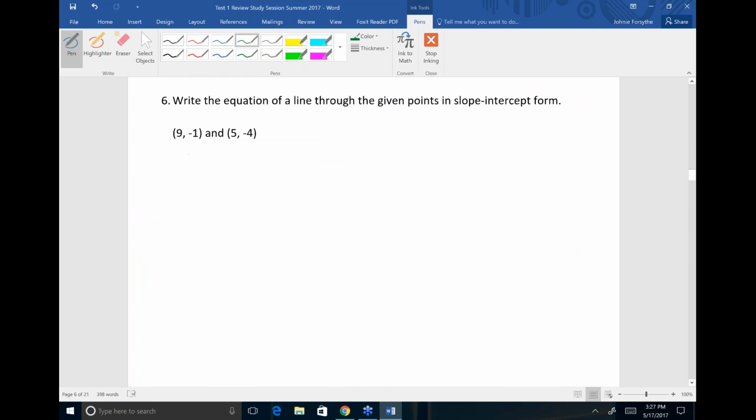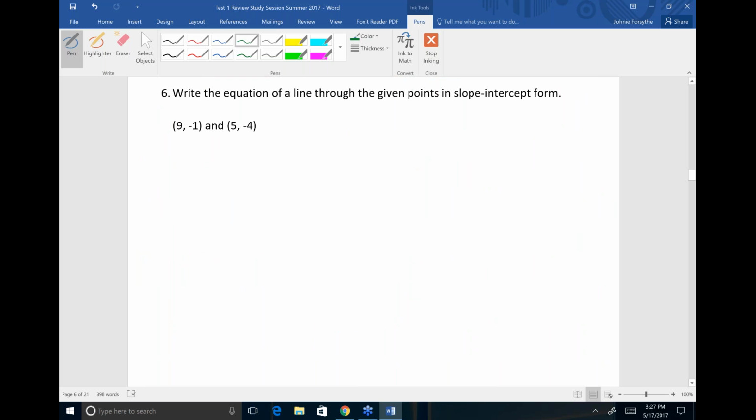Okay, so now write the equation of a line through the given points in slope-intercept form. Again, it's slope-intercept form because it tells you what the slope and the y-intercept is. So if you're going to write an equation in that form, you need to find that information. You don't have any of that right now, but you do have 2 points on a line. So if you have 2 points on a line, you can find the slope of that line that passes through those 2 points.